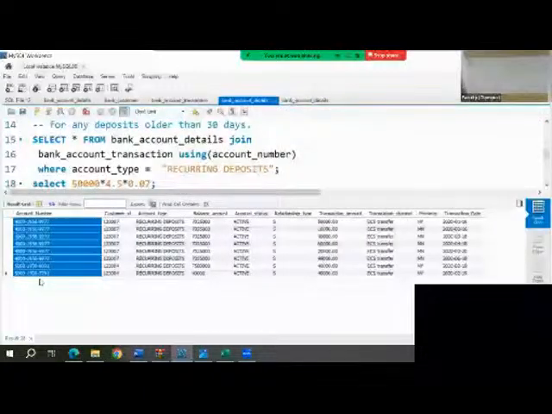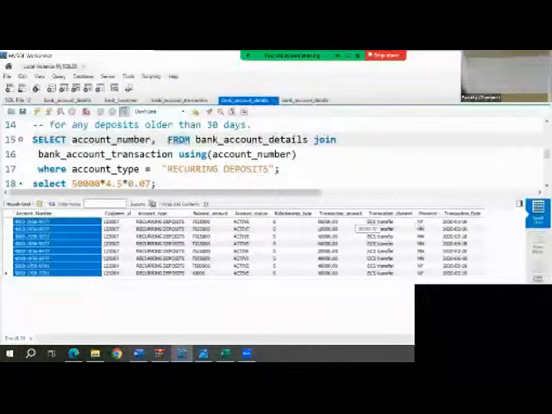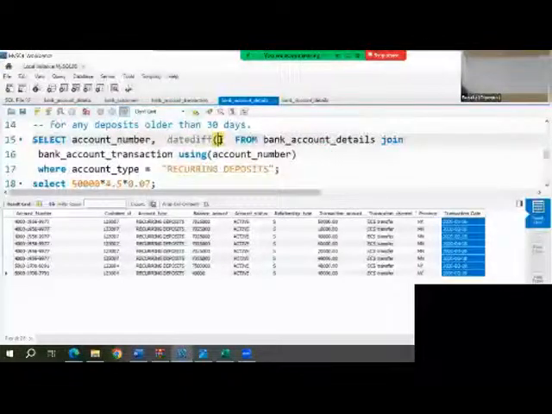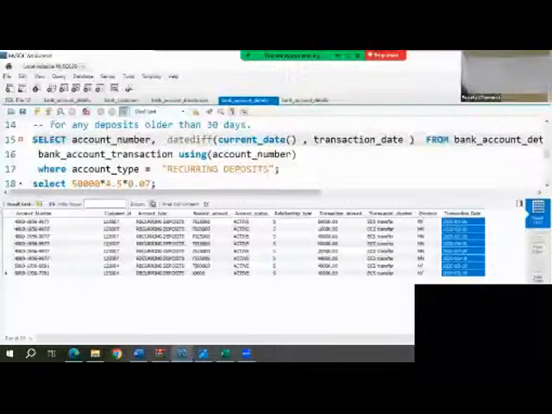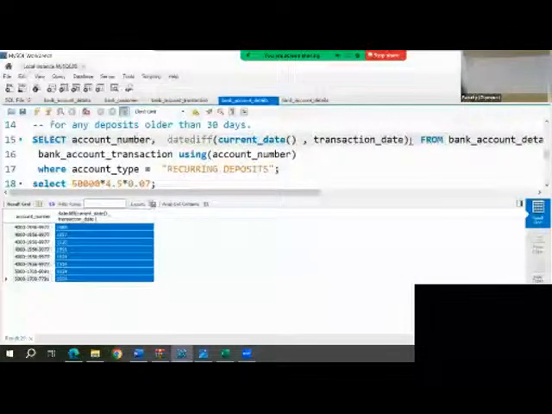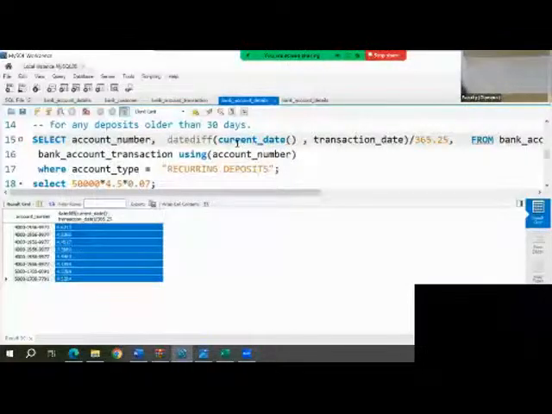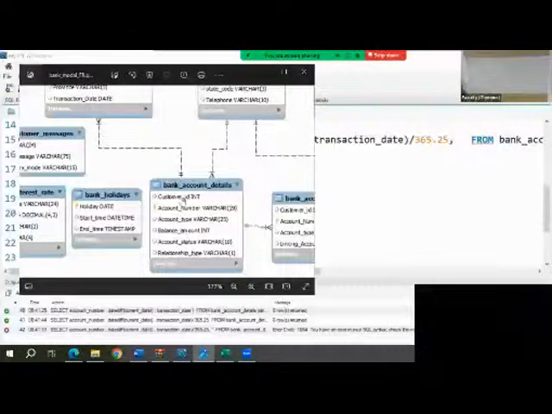So account number, we need account number and the duration, right? So duration is how much? This transaction date minus... there is a function called date diff. Yes, you can use that. So date diff, the difference between the current date and the transaction date. So this is the date diff. Let's run this and see. So we are getting the number of days. How? Divided by what? Days into year, 365.2, into account star. What else is here? It was called transaction amount, right?